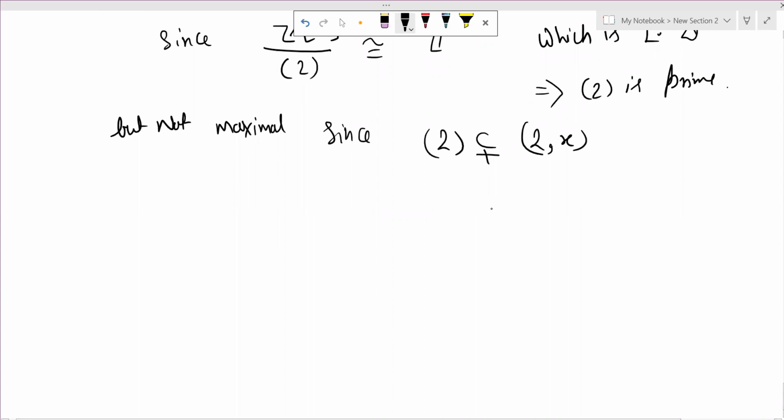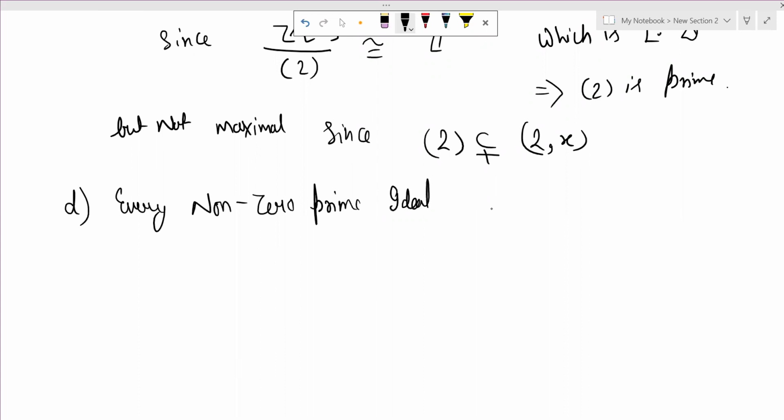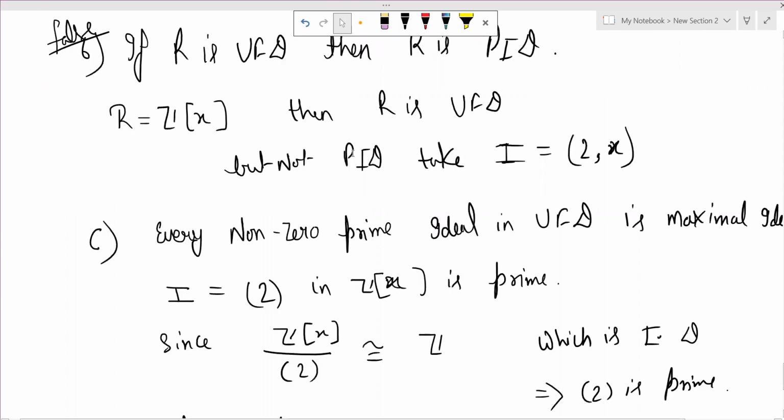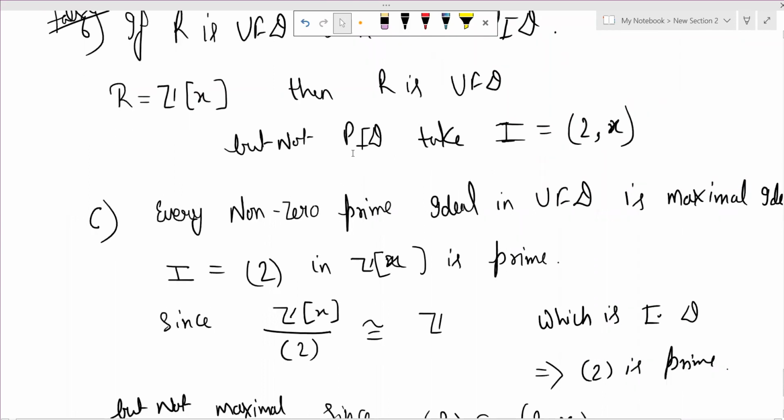Now the last one: every non-zero prime ideal in a PID is a maximal ideal. The statement is every prime ideal in a UFD is maximal. What ring have you taken and what ideal? The ring is Z[x] and the ideal is the ideal generated by 2, which I claim is prime, and I proved this is prime. Then I claim that this is not maximal. But Z[x] is not a UFD? It is not a PID, but it is a UFD. If R is a UFD, then R[x] is a UFD. Oh, sorry, Z[x] is a UFD but not a PID.